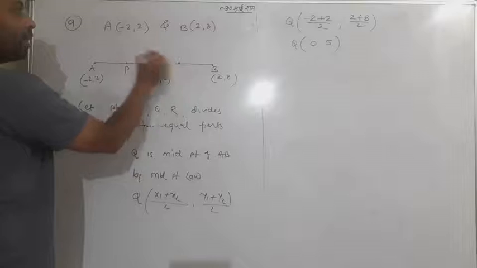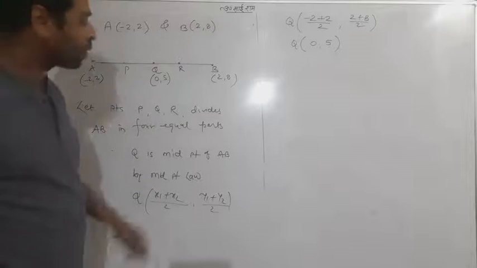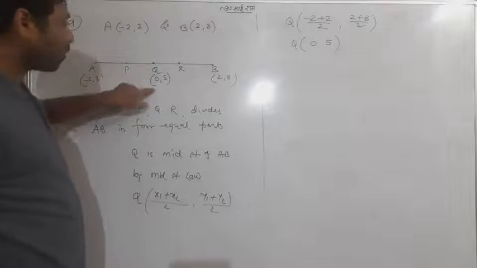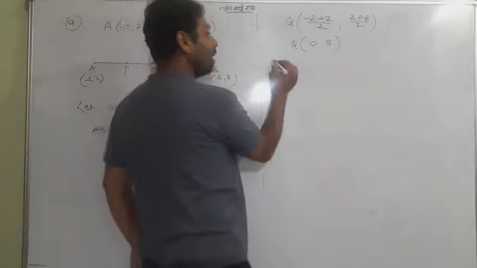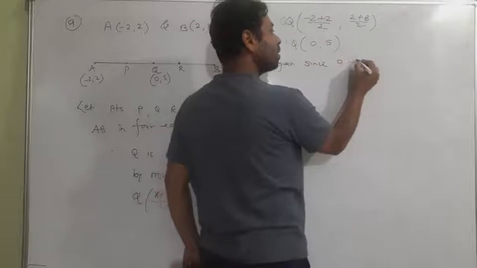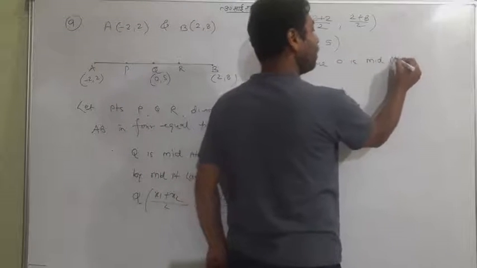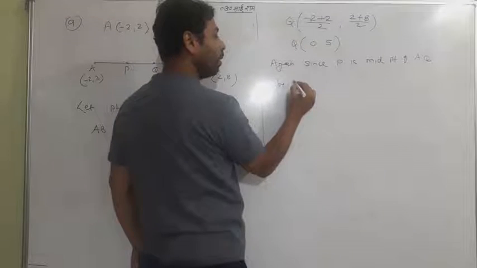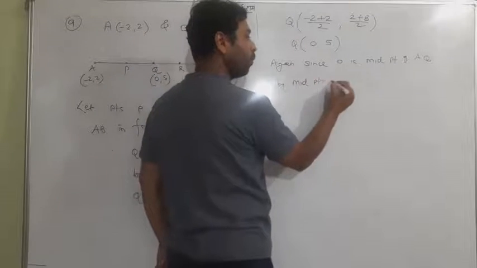Now what about P and R? This is again easy. Now you will focus on P. P seems to be the midpoint of AQ. Again, since P is the midpoint of AQ, again by the midpoint formula.